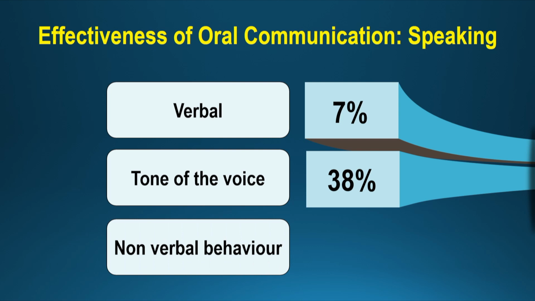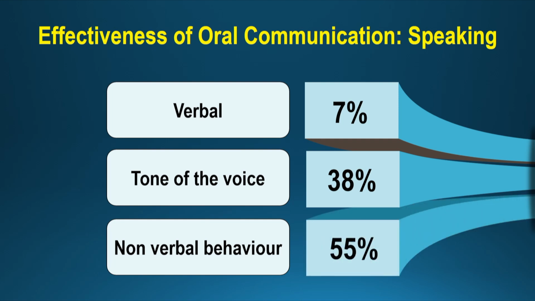And the third important parameter in determining the effectiveness of communication is the non-verbal behavior, which has an effect on the effectiveness up to 55%. And here you can see when I am talking about the non-verbal behavior, it encompasses a number of things. It includes your facial expression, your eye contact, your gestures, your body movement in the classroom situation.